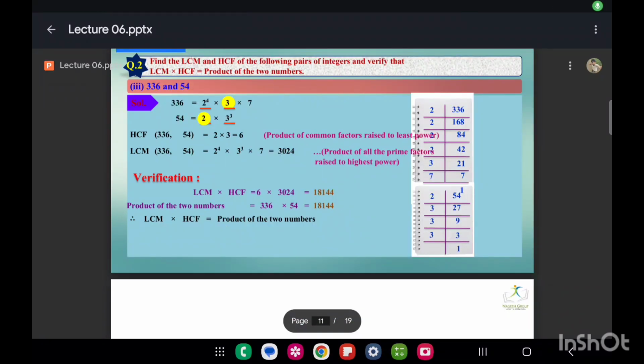Hi dear students. Again, one of the problems we can take: find the LCM and HCF of the following pair of integers and verify that LCM into HCF is equal to the product of two numbers. So the first question they have given is 336 and 54. We have to do the split up for these.